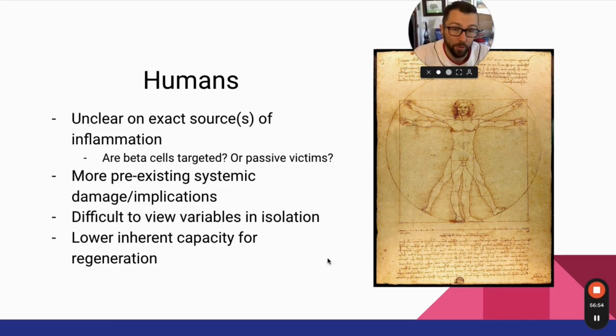And when it comes to a research standpoint, it's difficult to view those variables in isolation because they can't be isolated. Their true impacts have to be seen in the context of the whole. And that may be what leads to that lower inherent capacity for regeneration, because there are a lot more T's to cross, a lot more I's to dot when it comes to making sure that beta cells have what they need to regrow.